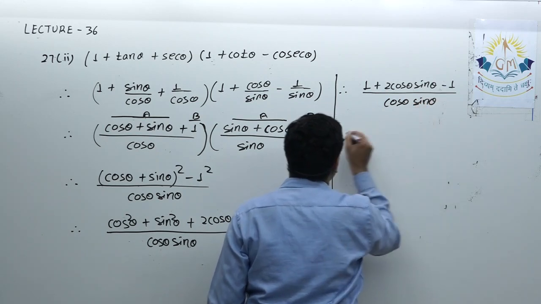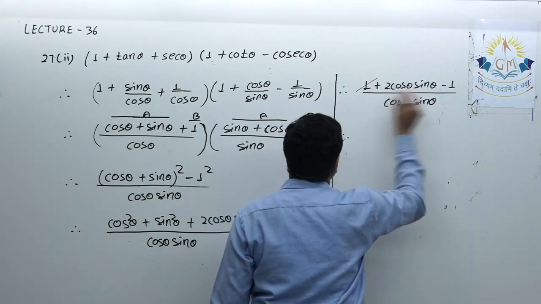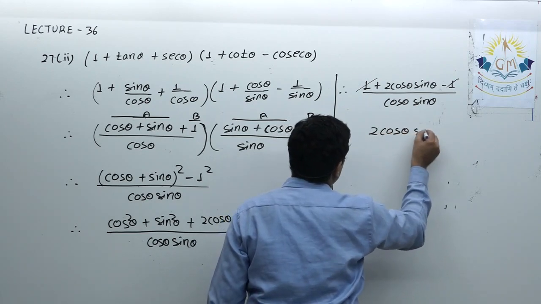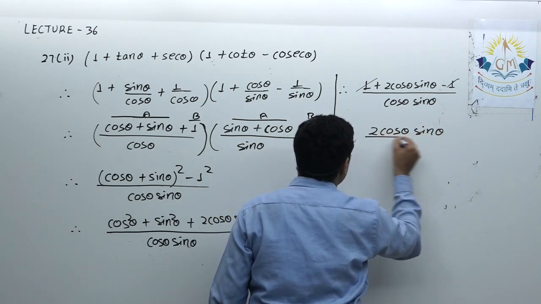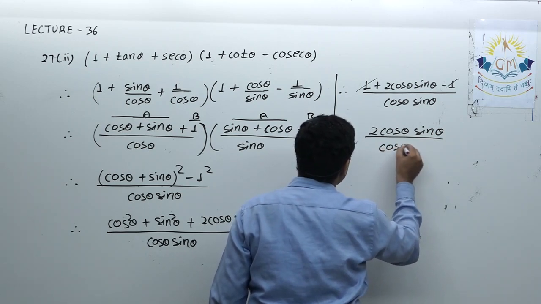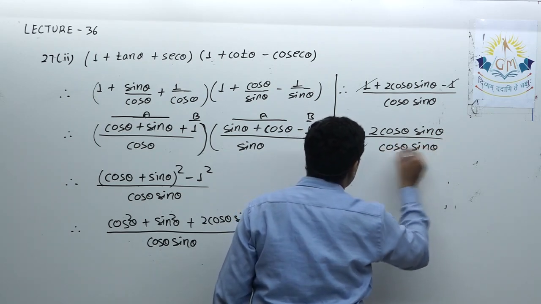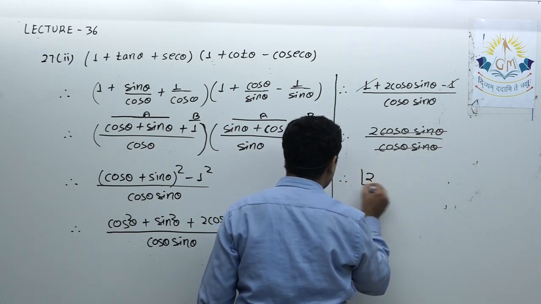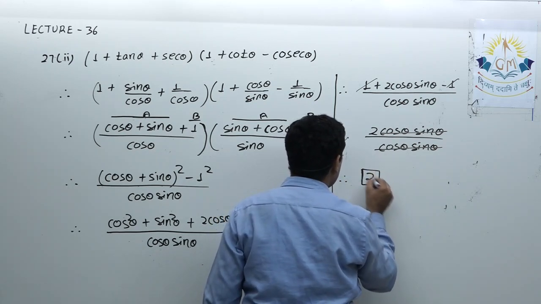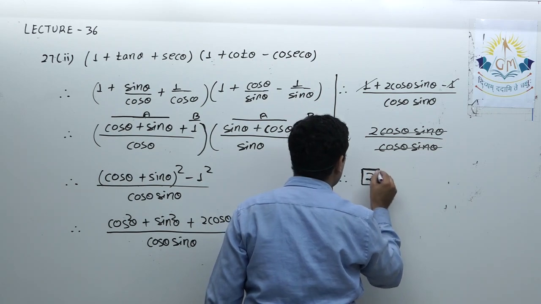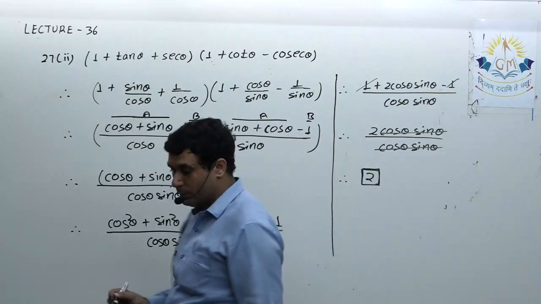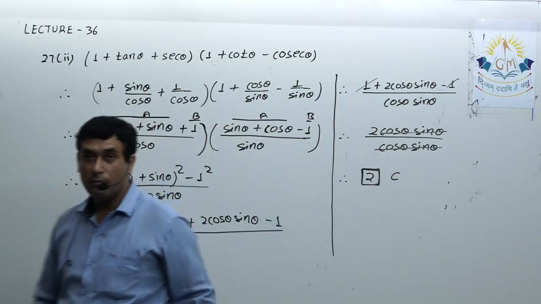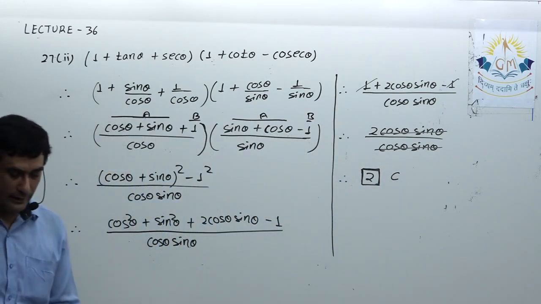So here plus 1 minus 1 cancel out, so we are left with 2 cos theta sin theta upon cos theta sin theta. So this will again cancel out, so ultimately I will get 2. So this is the final answer. Okay, so among the options it is actually C. Okay, so note it down, then we'll see the next question.